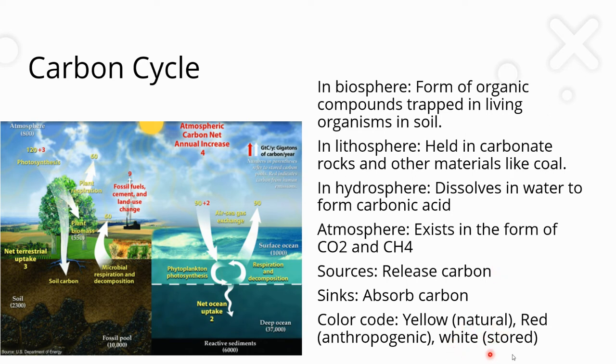And the white is stored, as you can see in here, in the soil, 2300. 10,000 petagrams is already stored as fossil, and reactive sediments, 6,000 petagrams, is already stored. Even if you look at these again, you can see that the ocean is actually taking 90 as a natural process, and 2 extra that we humans create. So the ocean is taking 92 petagrams of carbon, and releasing 90. That means every year the ocean is getting 2 petagrams of carbon.